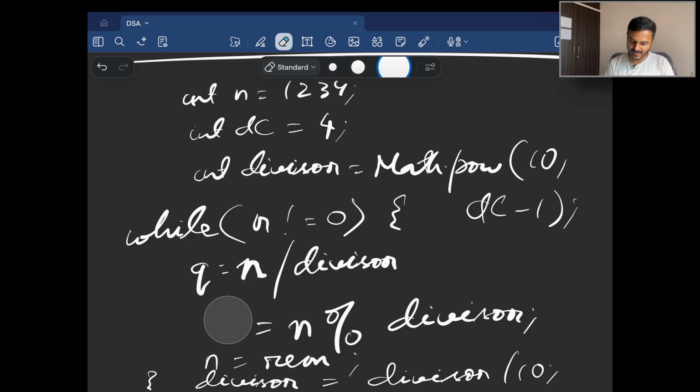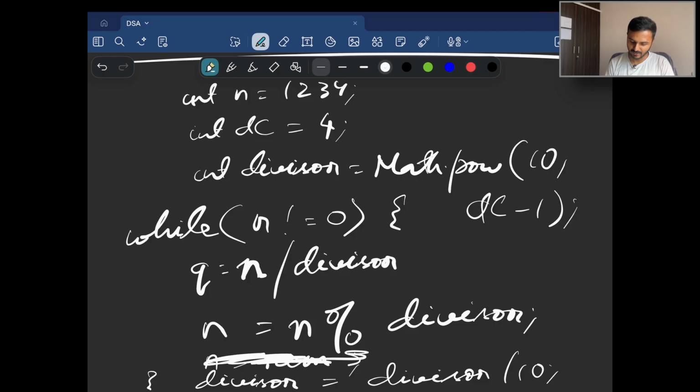So with this change in place, this is what it is going to look like. We will say N equal to N mod divisor, and we will get rid of this statement. So this is the code that will help us in getting the digits of a given number from the first to the last. So with this understood, let's go to IntelliJ and let us implement this.